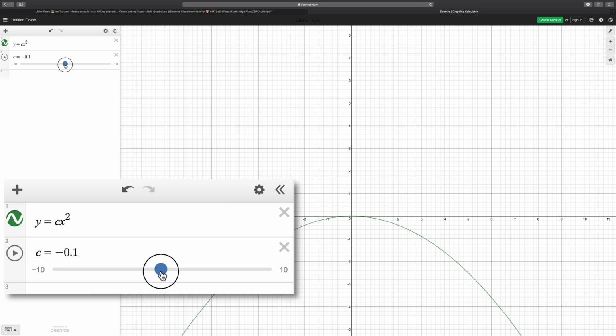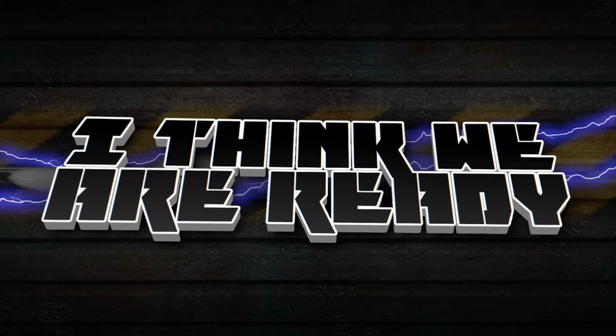Whoa! Did you see what just happened? If c becomes negative, every value reflects around the x-axis and the parabola is now upside down. This is a beautiful discovery because this looks a lot more like Mario's jumps. Mario doesn't jump like that, he jumps like this. So we want this inverted parabola, and we can do that by just making the y value, when given an x value, negative whatever x squared would be. I think we are ready to Super Mario Quadratic.